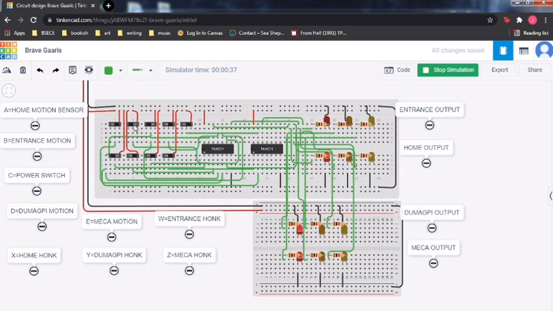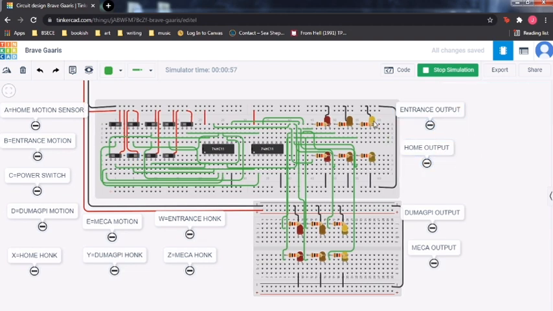And next, if there is a car at the home, first let's turn on the power switch, the home motion sensor, and the home honk, or the X. See, there is no output at the home, but at the entrance, the yellow light is on, or very light risk in passing through the blind curve.